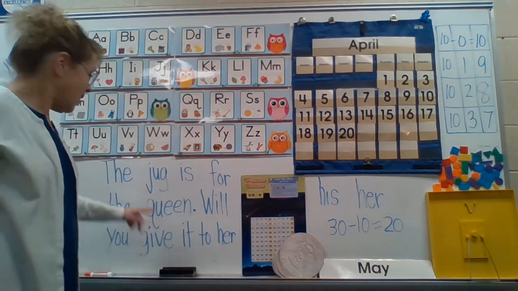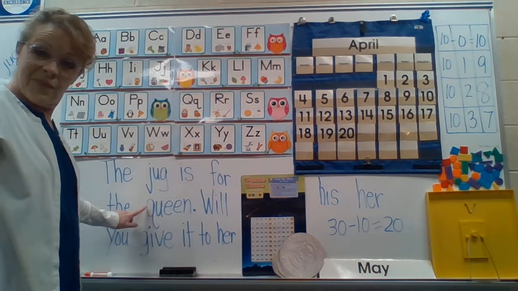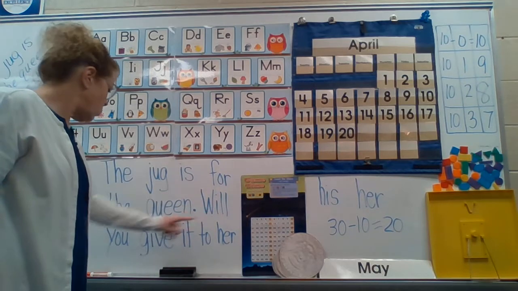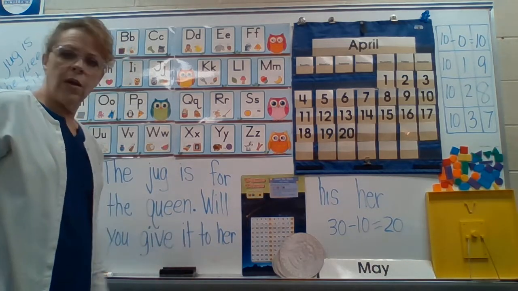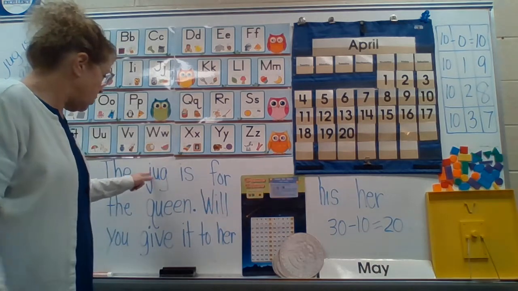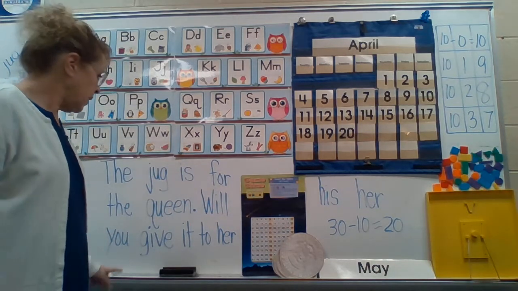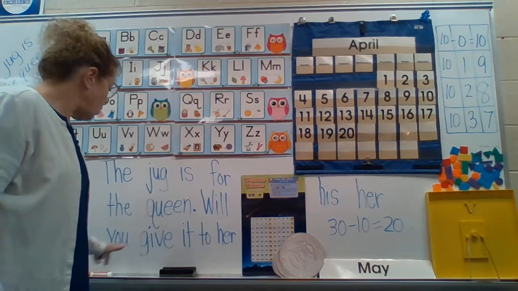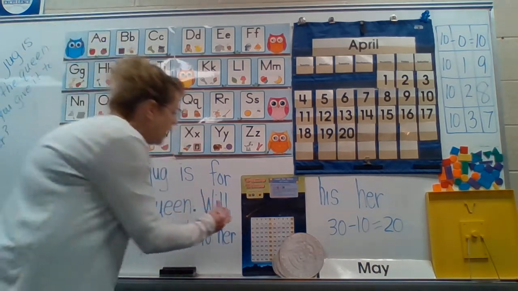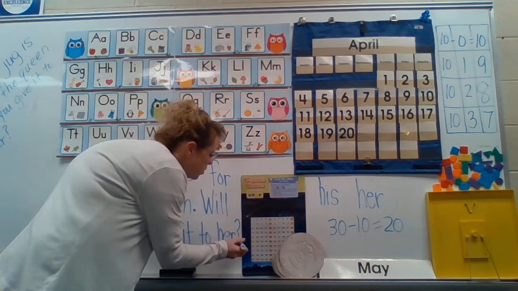I know because I already said it was the queen, right? If I didn't have that sentence and I just said, will you give it to her? I wouldn't know what it was or her was if I hadn't already said the jug and the queen, right? Now watch. Will you give it to her? Oh, my voice went up. I'm asking a question.